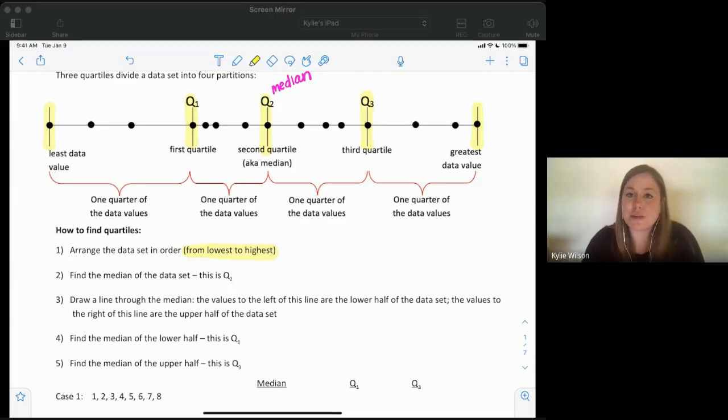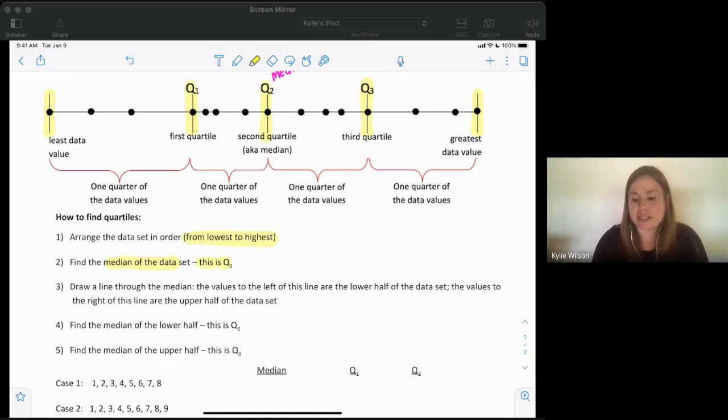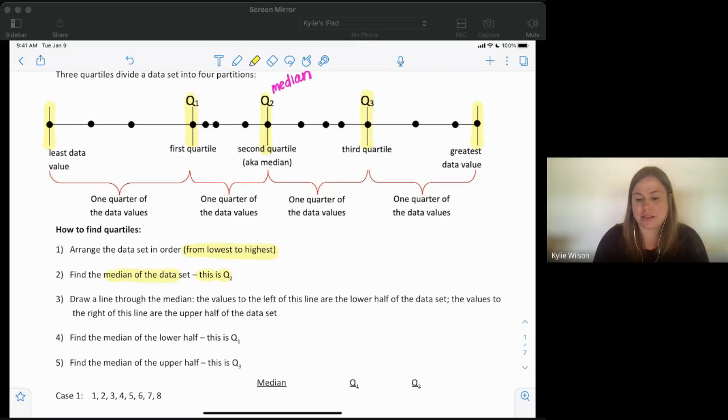Then we just find our median, just like we always would. And this is our second quartile. So we'll find our median just like normal, and then we'll label it as Q2 or the second quartile. The one difference is that instead of just circling our median or saying our median is equal to whatever number, we're going to draw a line through the median. And now the values to the left are in the lower half of the data set, and the values to the right are in the upper half of the data set.